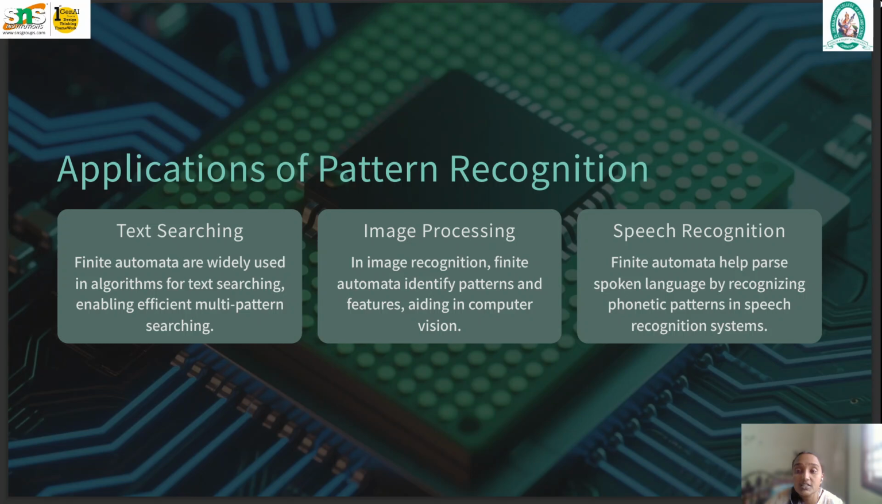Okay, the next one, speech recognition. Finite automata help process spoken language by recognizing phonetic patterns. Did you know the phonetic? Each alphabet has a different sound. That is called phonetic patterns. Okay, the speech recognition system.